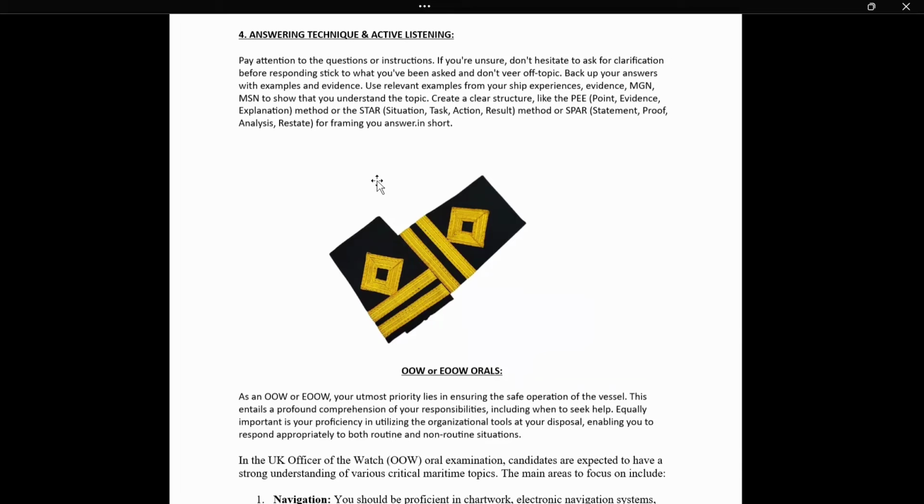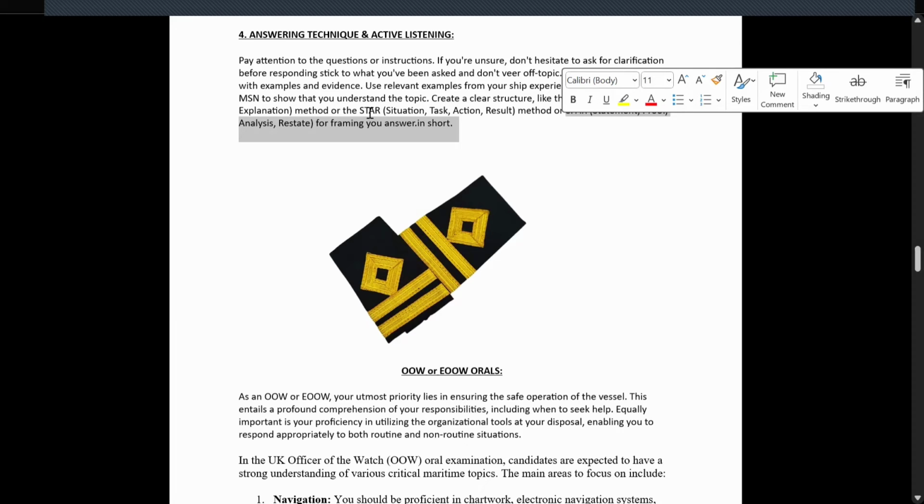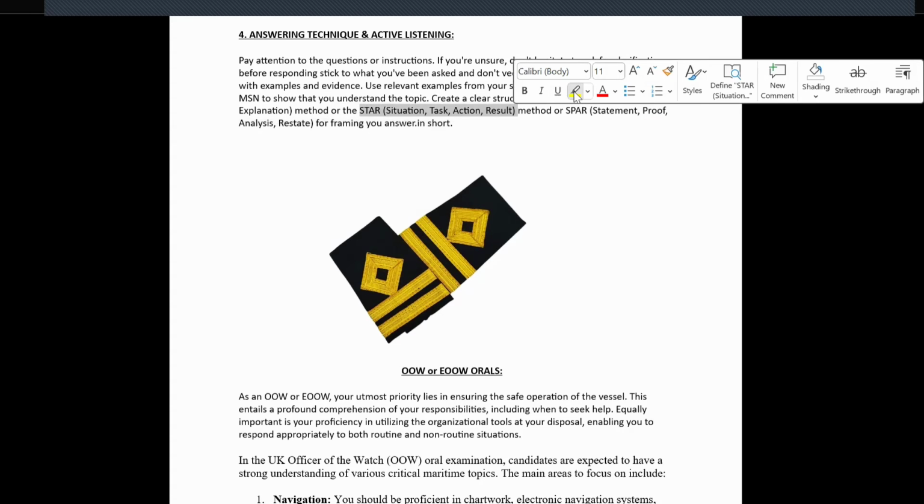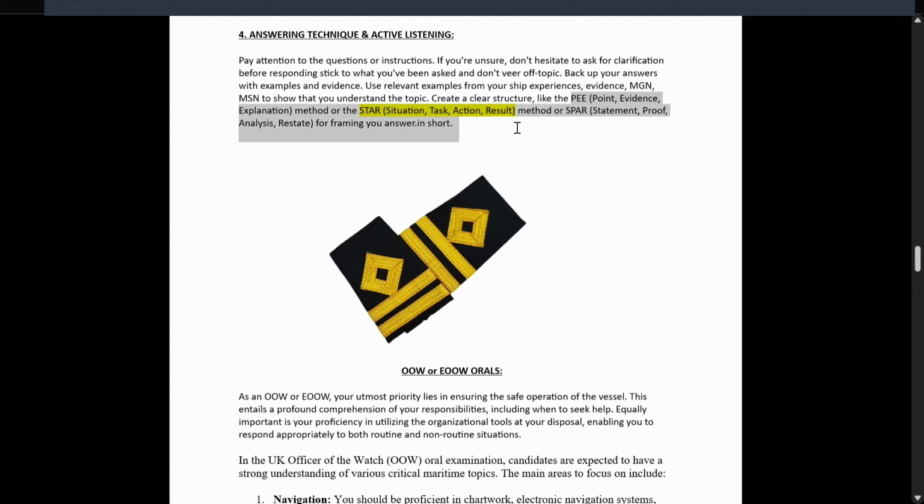So don't do that. Always back up your answers with examples, with evidence, with your relevant experiences, MGNs, MSNs. It will show that you are a practical person and you've gone through a lot of MGNs and MSNs, and you understand the topic well. There are some techniques like PEEL, STAR, and SPAR, which you can actually use. These are some methods, and I'm going to highlight them one by one. Remember that this is also very, very important.